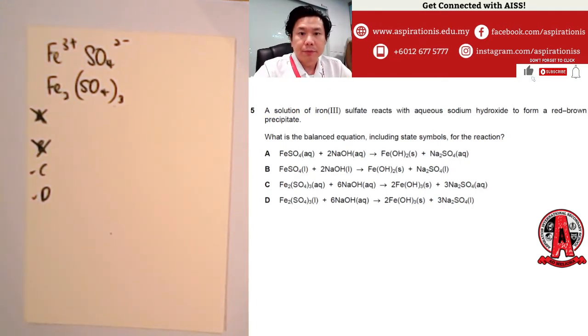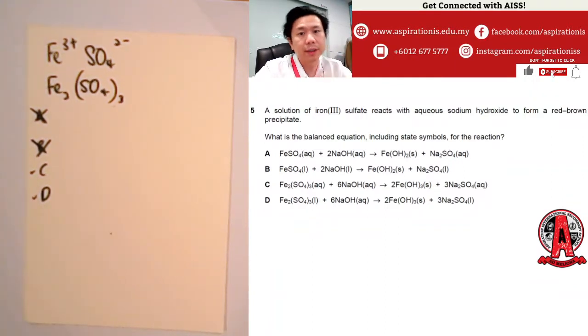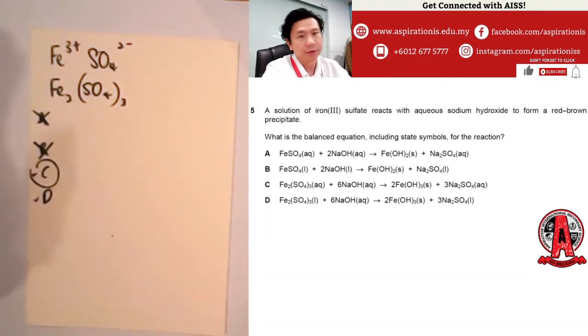Immediately you will know the answer is C because here it says that a solution. So solution is aqueous. So immediately you know the answer is C. Right? But let's read on. Reacts with aqueous sodium hydroxide to form a red-brown precipitate. Yeah, you just have to look at the balancing. And the strange thing about D is that you have liquid.